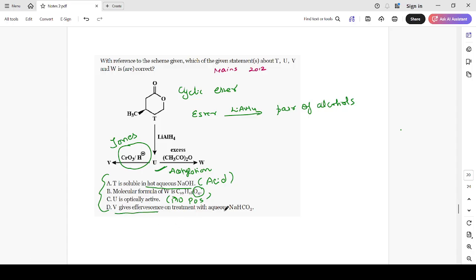And V is giving effervescence with sodium bicarbonate. Definitely, if it is having a carboxylic acid unit in it, we have learnt it already. The carboxylic acid will react with bicarbonate to release carbon dioxide from sodium bicarbonate. So these are the following set of choices we are having.